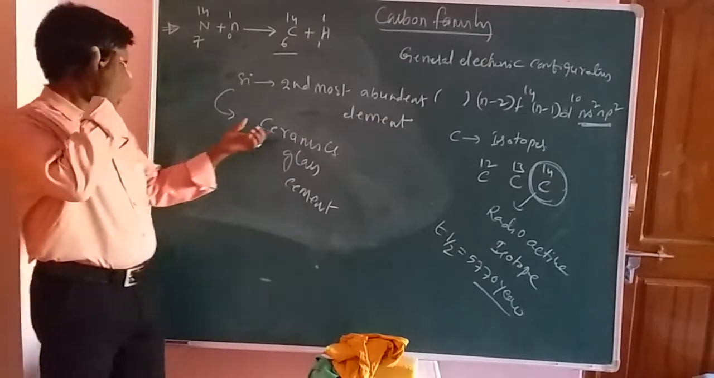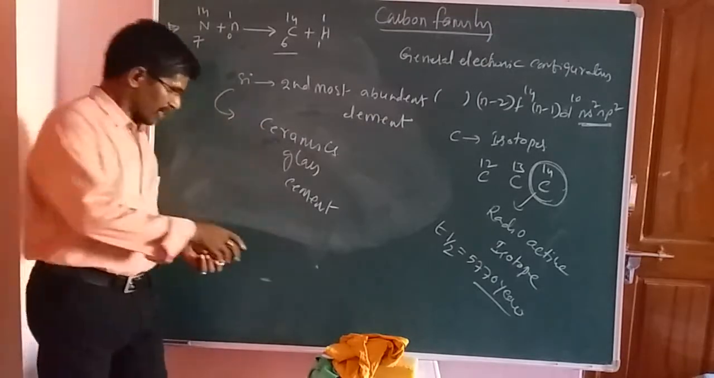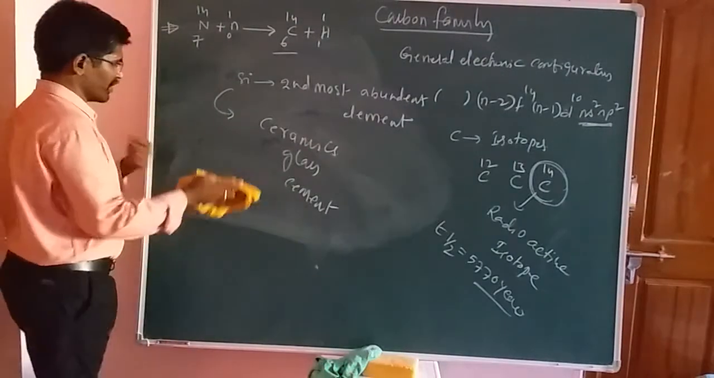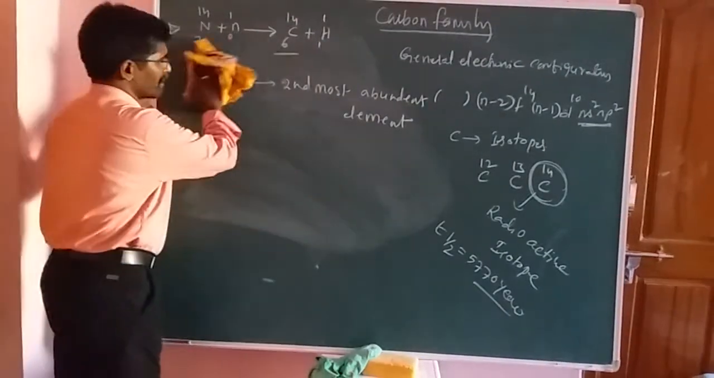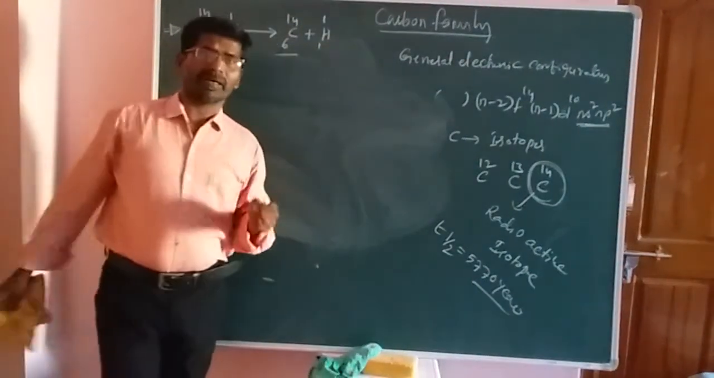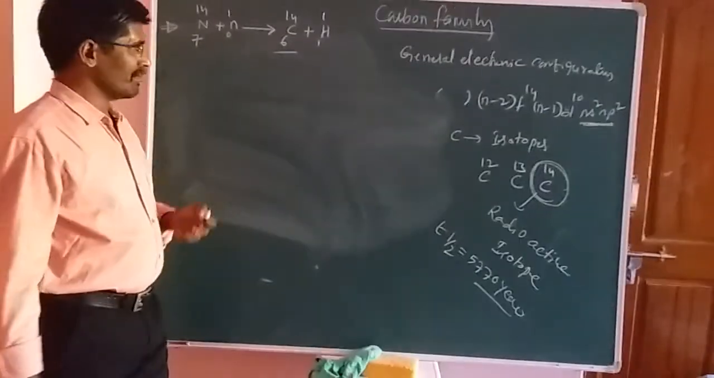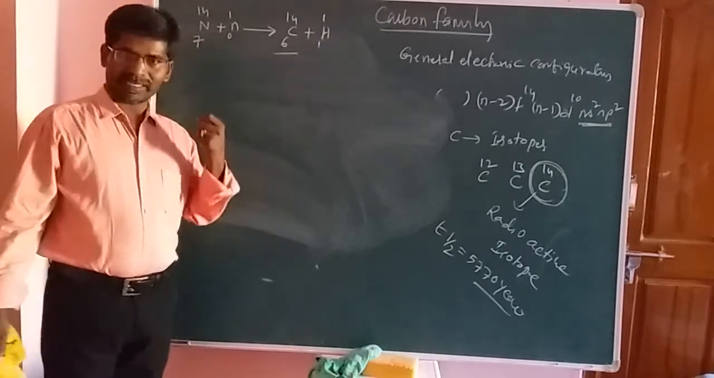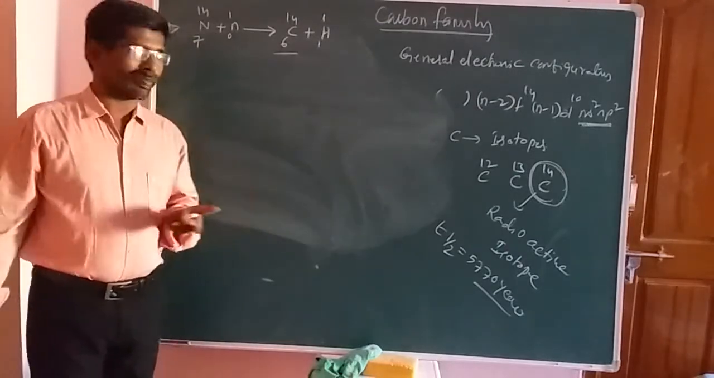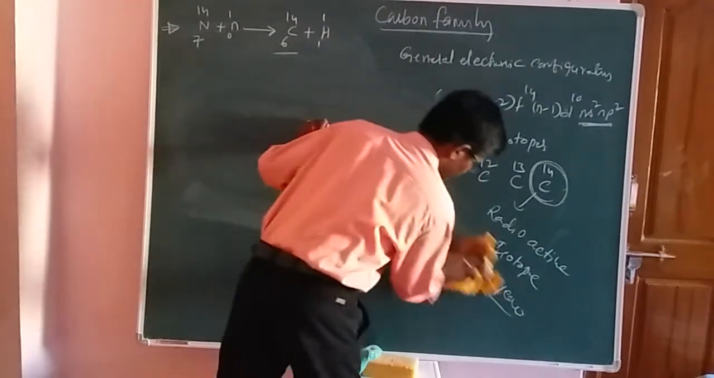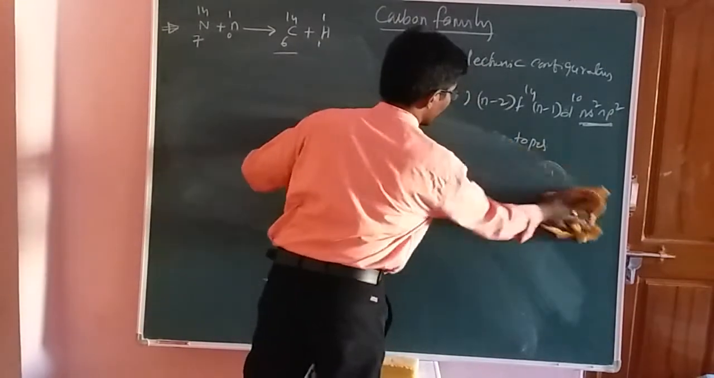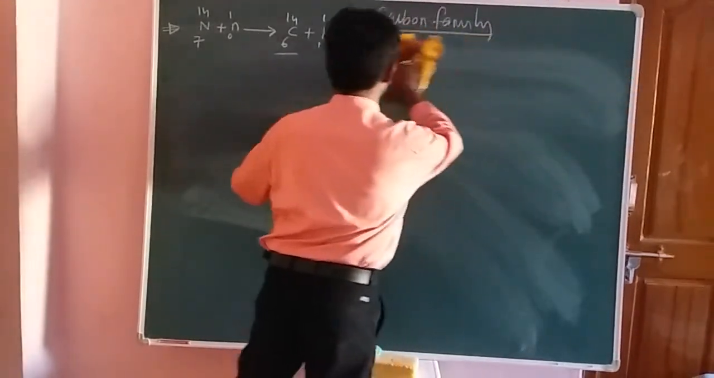Next is the lead element. First we will take the germanium element. Germanium is obtained as trace amounts, that means very small quantities, in the earth's crust in nature. So that's why we will not talk about the germanium element. The next element is tin.